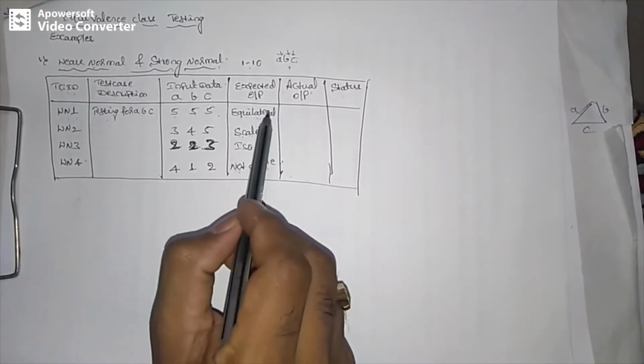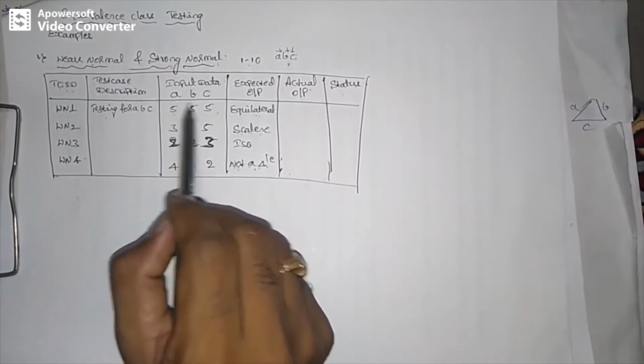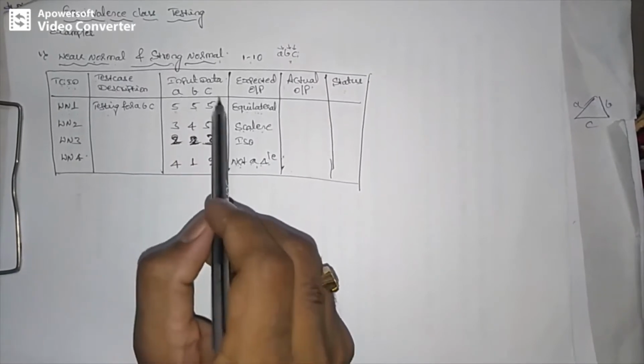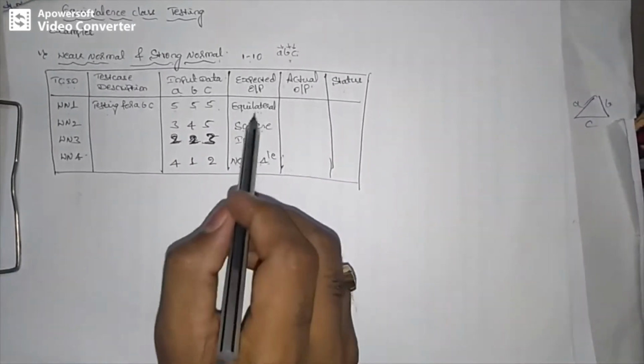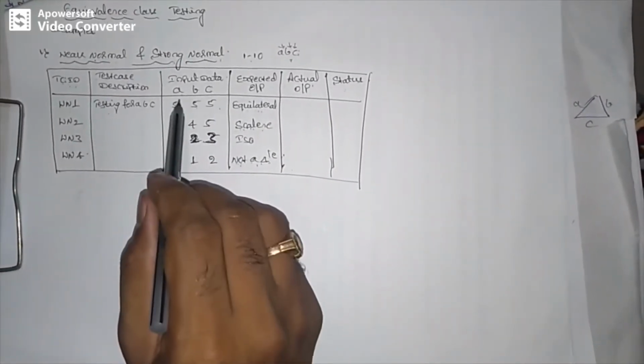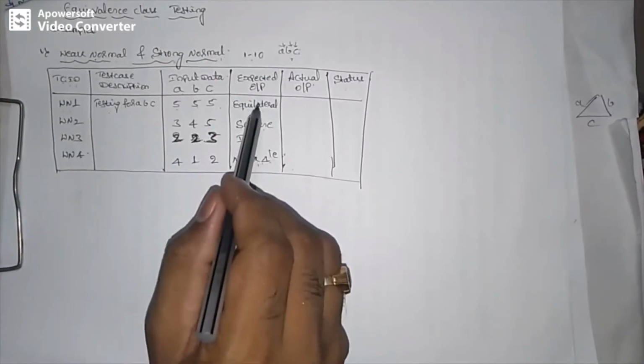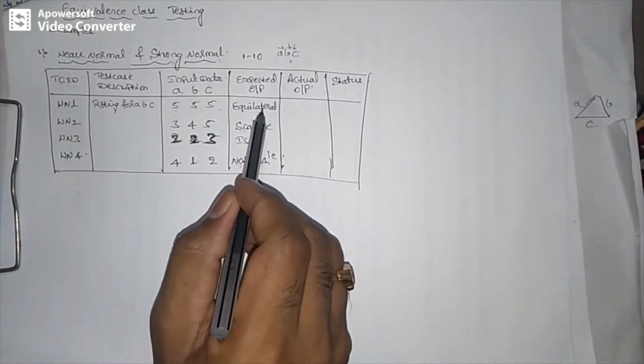To generate an equilateral triangle, I can give 1,1,1 or else 2,2,2 or else 5,5,5, 10,10,10, or 6,6,6. So these are all the combinations of inputs for which I can generate the equilateral as my output result.